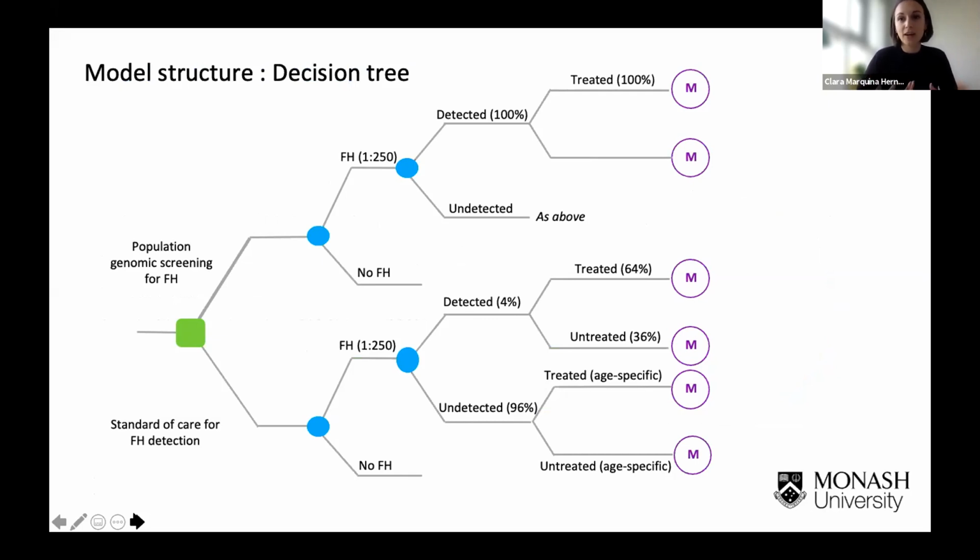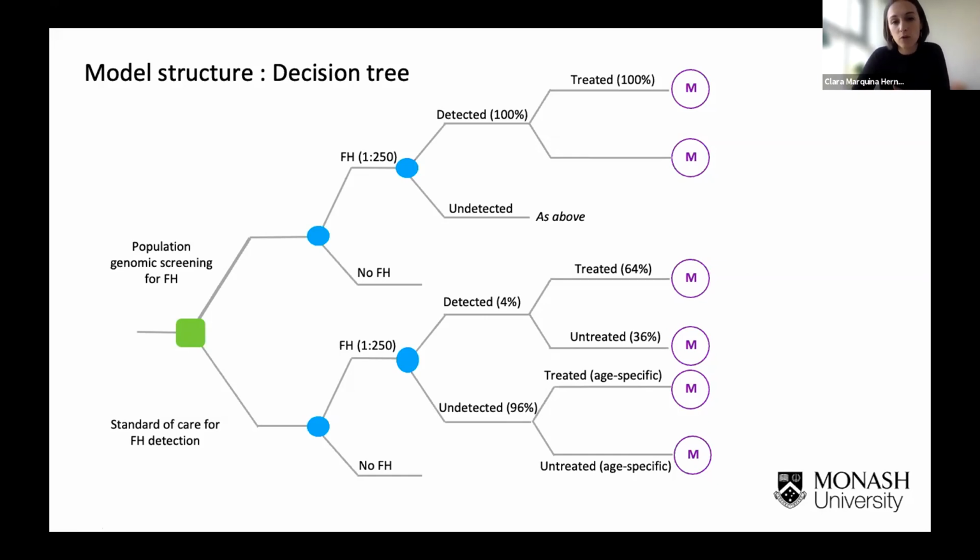This is our decision tree. I know the slide is a little bit busy, but I'm going to try to go through it. So if you go from left to right, first we find the green node, which is the decision node, where you have to decide basically, are we doing population genomic screening for FH, or are we going with the standard of care for FH detection? If you decide to go with population screening or a standard of care, the proportion of people in the population with FH is going to be the same, 1 in 250, as I said before.